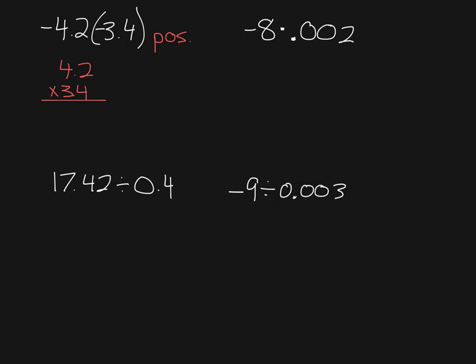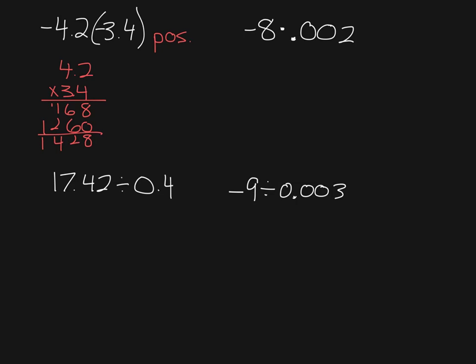2 times 4 is 8. 4 times 4 is 16. We put a 0 here as a placeholder. I'm not doing anything with my decimals yet. That comes at the end. 2 times 3 is 6. And 3 times 4 is 12. Now I add vertically 8. That gives me 12. I carry the 1. Gives me 1 plus 1 is 2 plus 2 is 4.